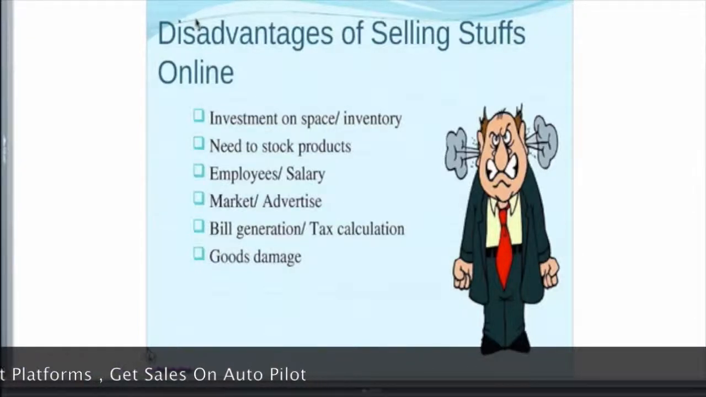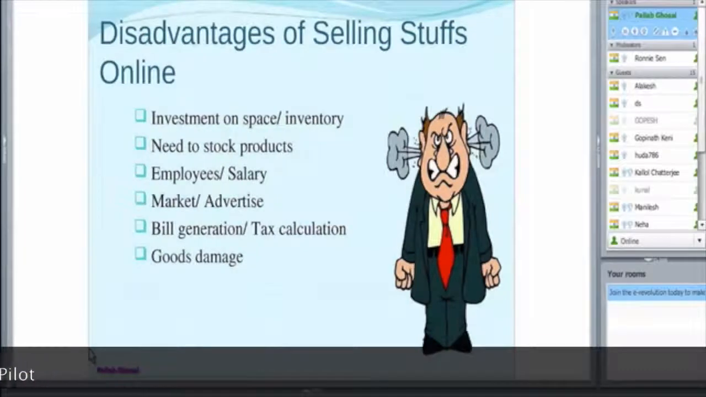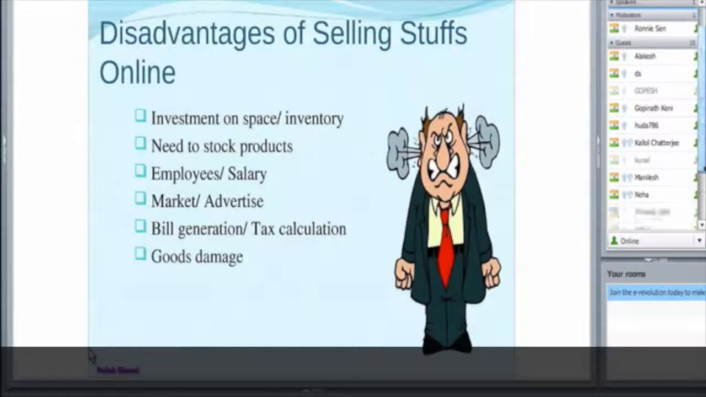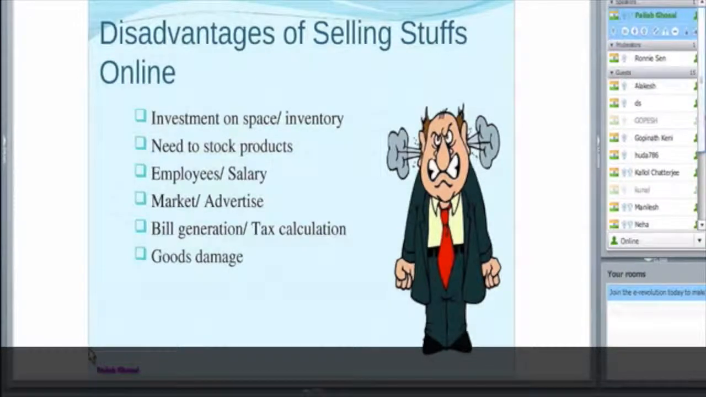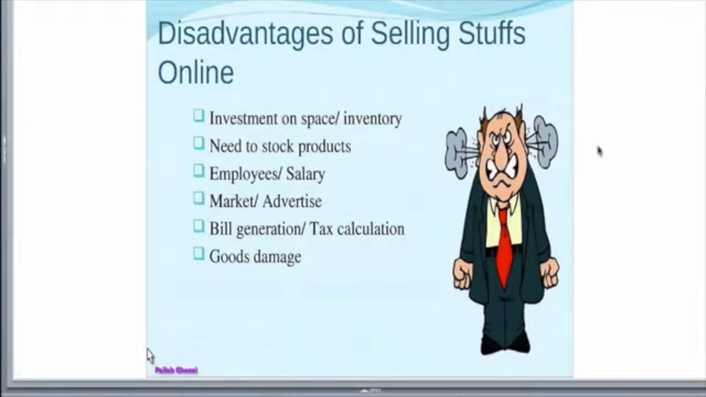First of all, if you want to have your shop or godown, you need to first have a space, or need to have an investment for that inventory, and you have to stock all your products. Then obviously, in order to run your business, you have to have employees. That means you have to pay them monthly salaries. You of course have to give advertisements.